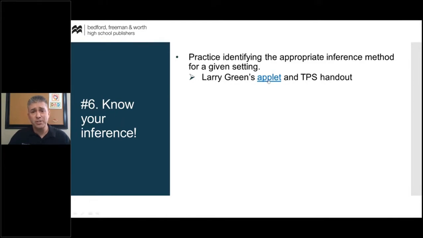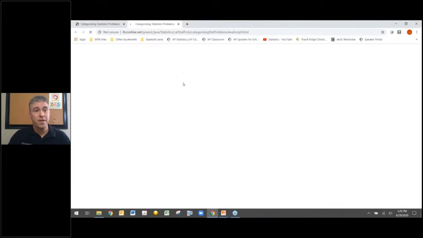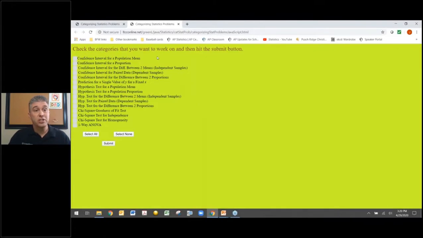Here's what Larry Green's applet looks like. You'll load it up and it says click the categories that you want to work on and then hit the submit button. So start by selecting all, and then you want to deselect a few of them. The prediction interval for a single value of y for a fixed x, that's not something that's covered in AP Stats. And then you want to uncheck all the 3 chi-square tests as well as one-way ANOVA. That should leave you 10 inference procedures, including 1 and 2 proportions, 1 and 2 means, and matched pairs for means, both intervals and tests.